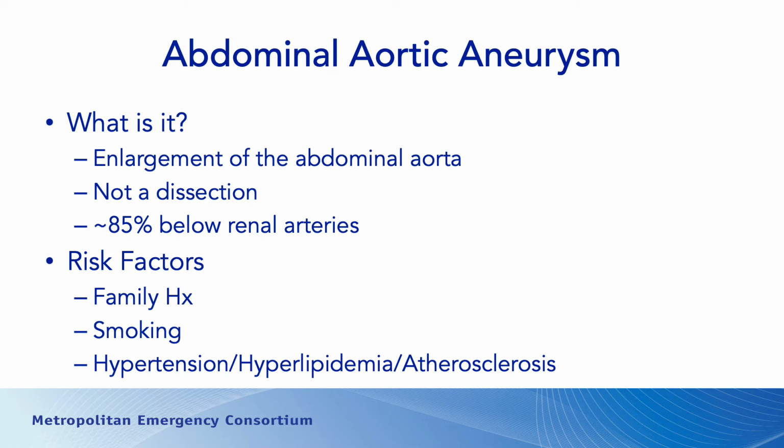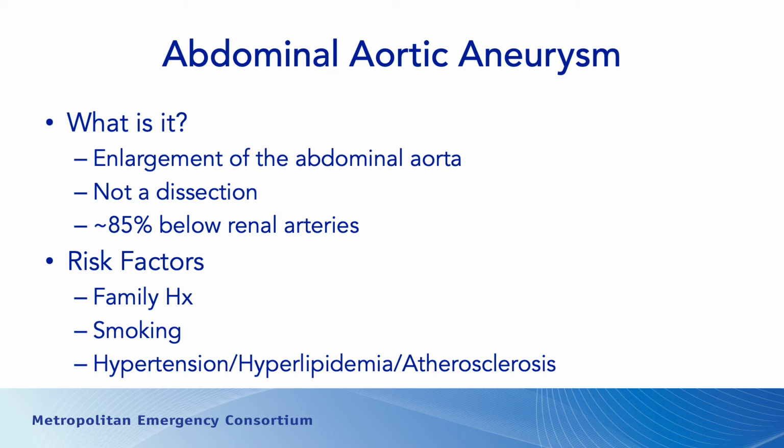Abdominal aortic aneurysm, this is one that we commonly think about. What is it? It's a progressive enlargement of the abdominal aorta. It is not a dissection. It's a weakening of the wall of the aorta, so that you get this ballooning effect. It's just like what you might see on a garden hose that develops a weakness.